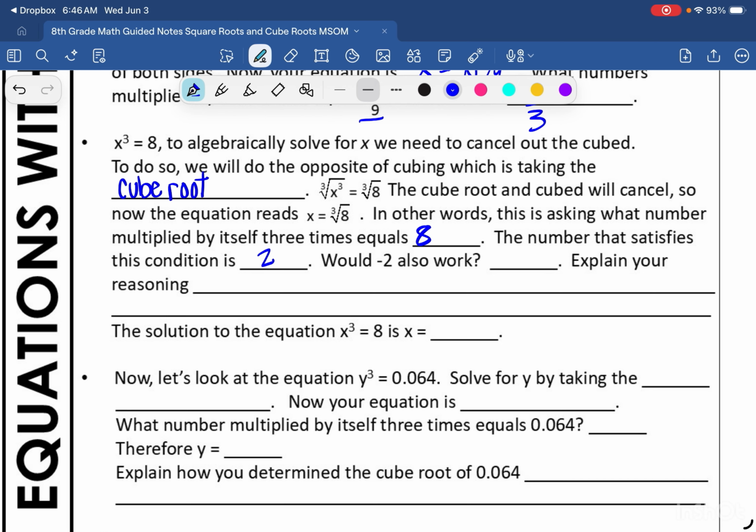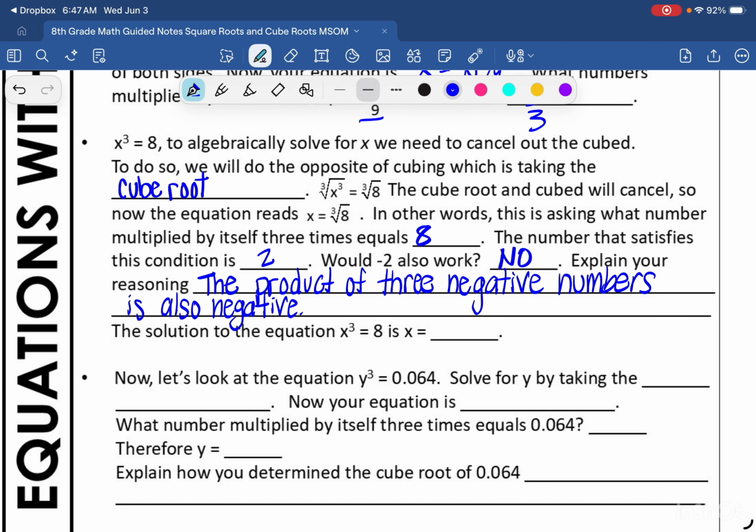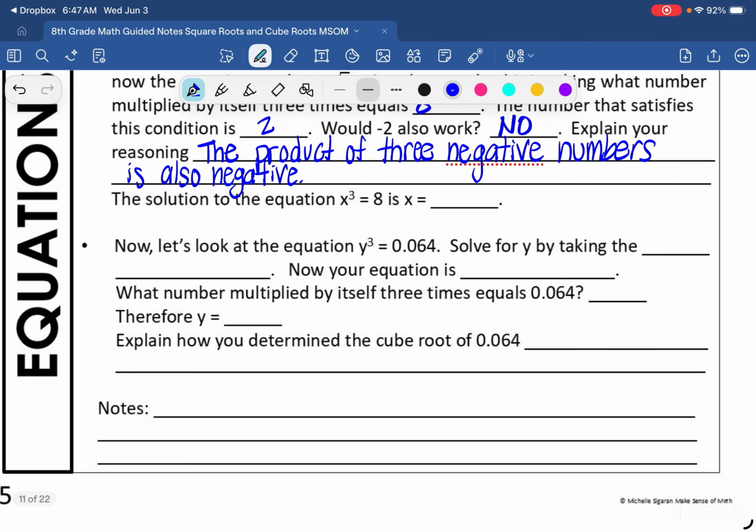Would -2 also work? So if I multiply -2 by itself 3 times, would that give me 8? Well, -2 times -2 is 4, times -2 again, and that gives me -8. So no, it would not work. Explain your reasoning. The product of 3 negative numbers is also negative. The solution to the equation x cubed equals 8 is x equals 2.